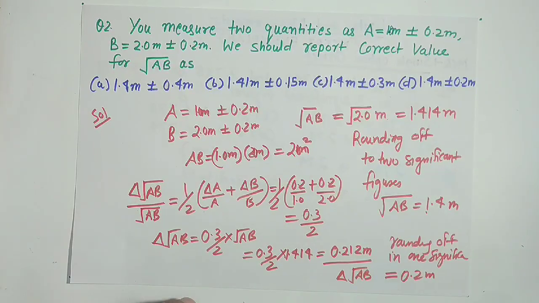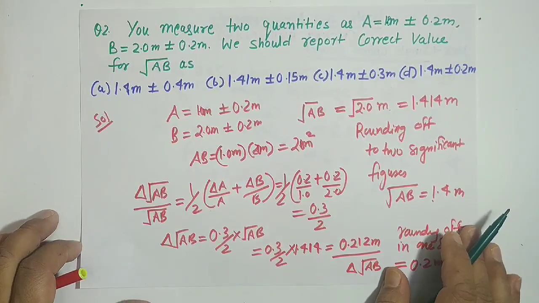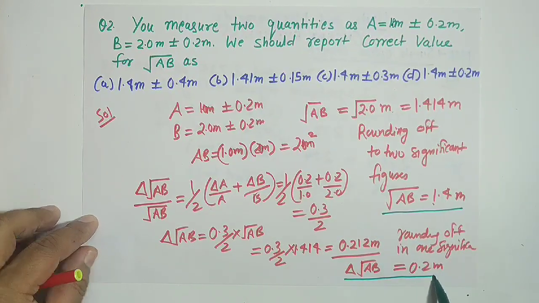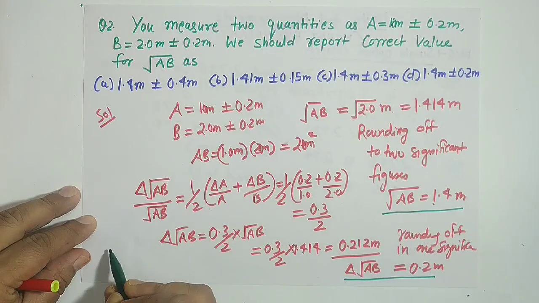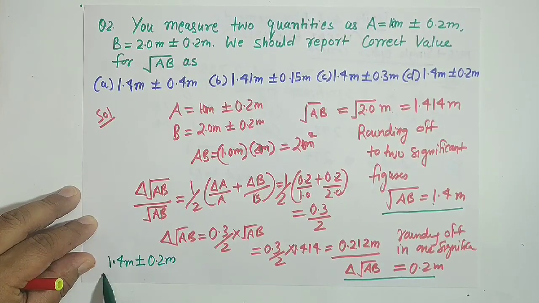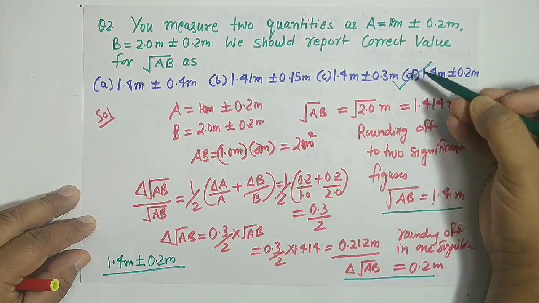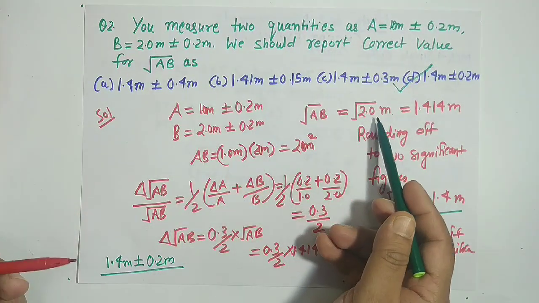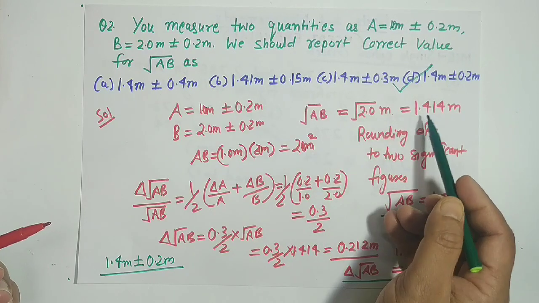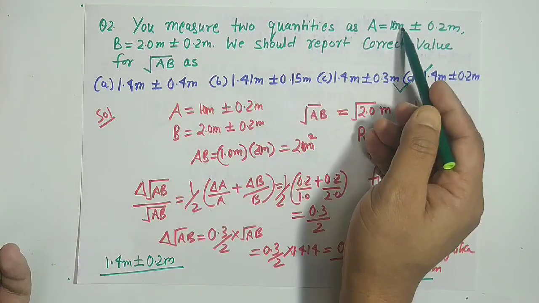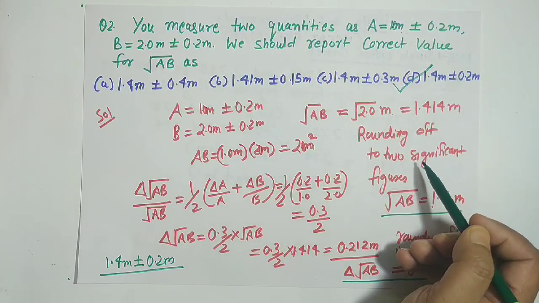So root AB which you calculated is 1.4 and the error is this. So the final answer will be 1.4 meter plus minus 0.2 meter. Very important question. Again repeating this, A and B you calculate, then root AB you calculate. It is 2 meters squared, then rounding off to 2 significant figures, it will come to this.